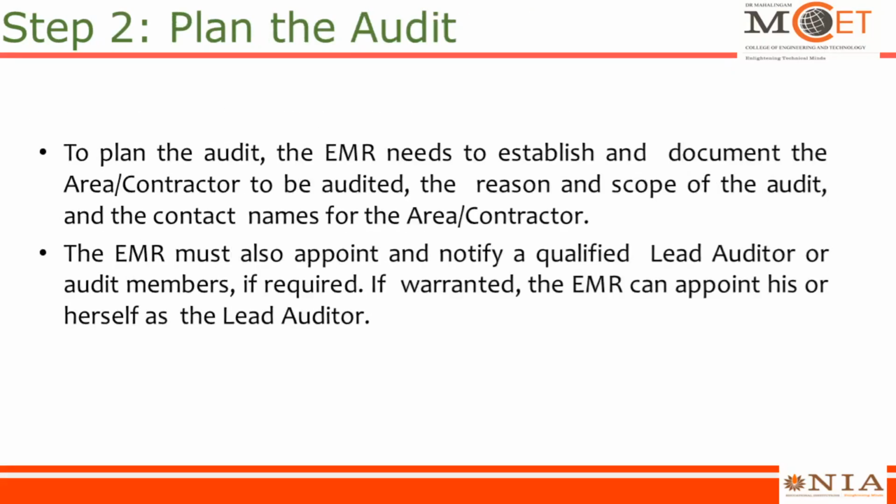Step 2, planning the audit. To plan the audit, the representative needs to establish and document the area or contractor to be audited, the reason and scope of the audit, and the contact names for the area or contractor. The EMR must also appoint and notify a qualified lead auditor or audit members if required. If warranted, the representative can appoint his or herself as the lead auditor.